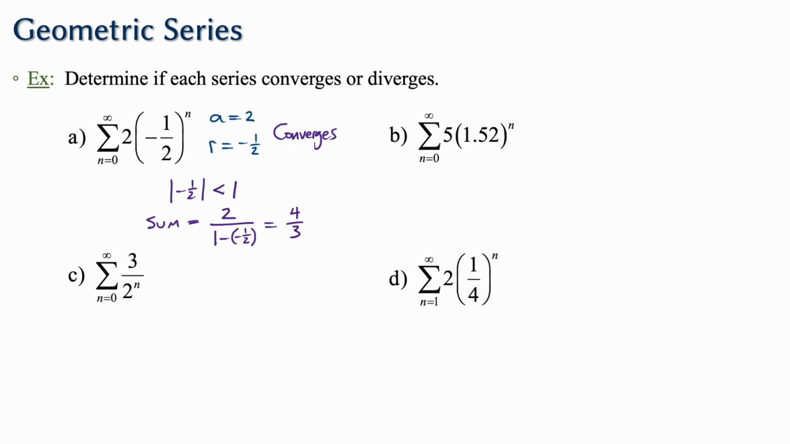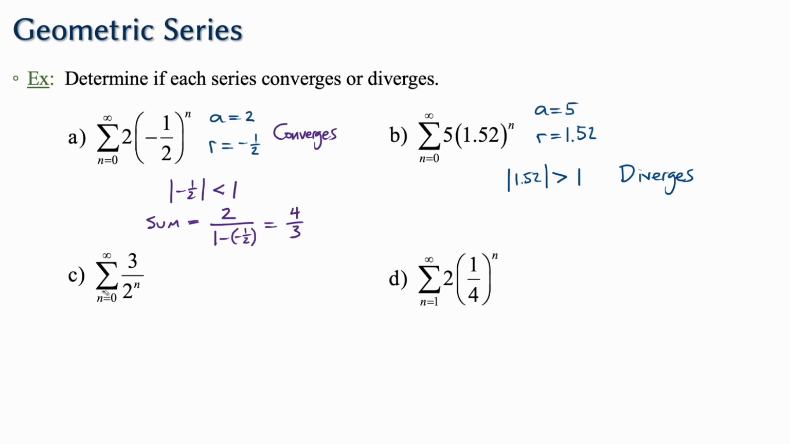Now, in our second example, we can see pretty clearly that our a is going to be 5. That's our first term. Our common ratio r is 1.52. Right away, what should jump out at you is that the absolute value of 1.52 is clearly bigger than 1. And because it's not less than 1, we can conclude that this geometric series diverges. Because it diverges, it has no sum.